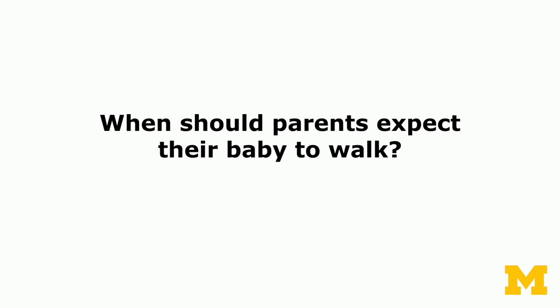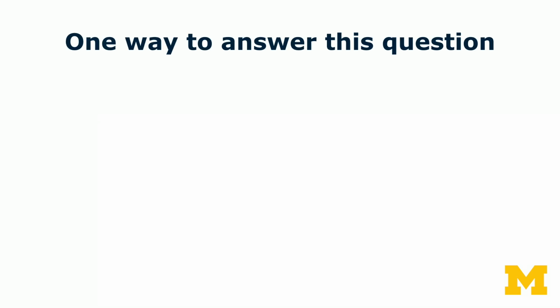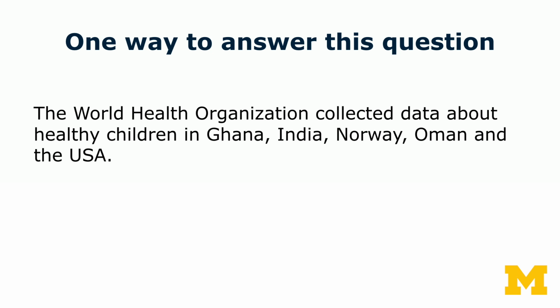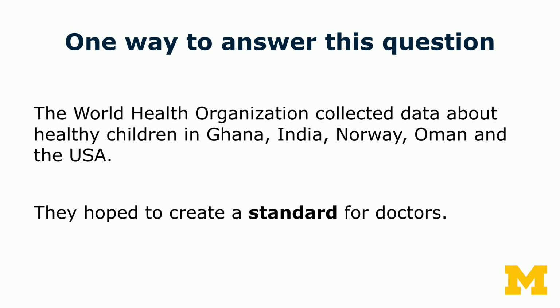So here, let's look at an example from child development. Here's a question. When should parents expect their baby to walk? One way to answer this question came about through research by the World Health Organization. They collected data about healthy children in Ghana, India, Norway, Oman, and the United States. And they were hoping that they could create a standard for doctors so that doctors would be able to understand when a child is at risk of not walking on time and when our communities may be at risk and in need of public health interventions.